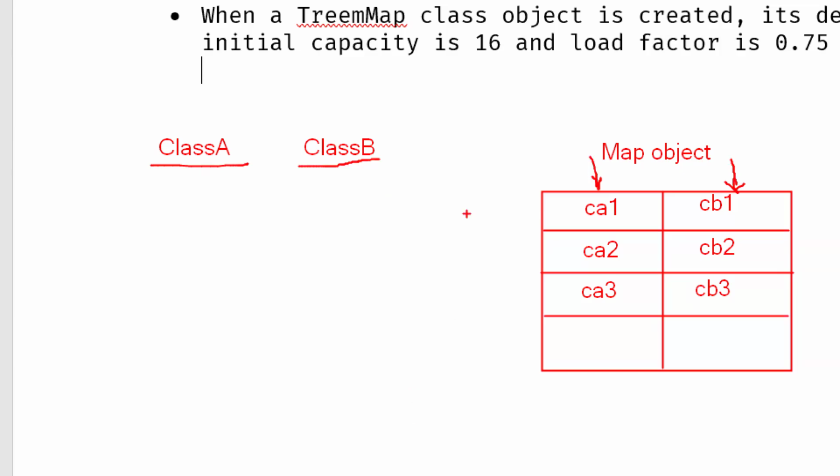Okay. What is your answer? In which class do I have to override the hashCode method and equals method, guys? In both the classes, or in only one of the classes? And that too, in which class?